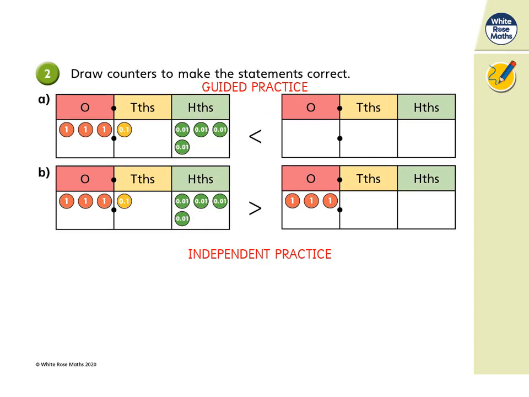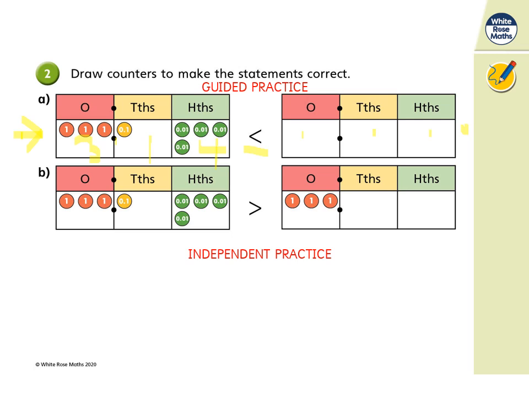Now, on this question, you are going to draw counters to make the statements correct. It's having a really good understanding of what these symbols mean. Now, I know if I'm going to read this, which I always should do, from the way it's presented to me, from this side right across to this side here, it is saying to me that 3.14 is actually less than something that can be drawn in this box here, in these place value columns. So I've got to make this statement correct.